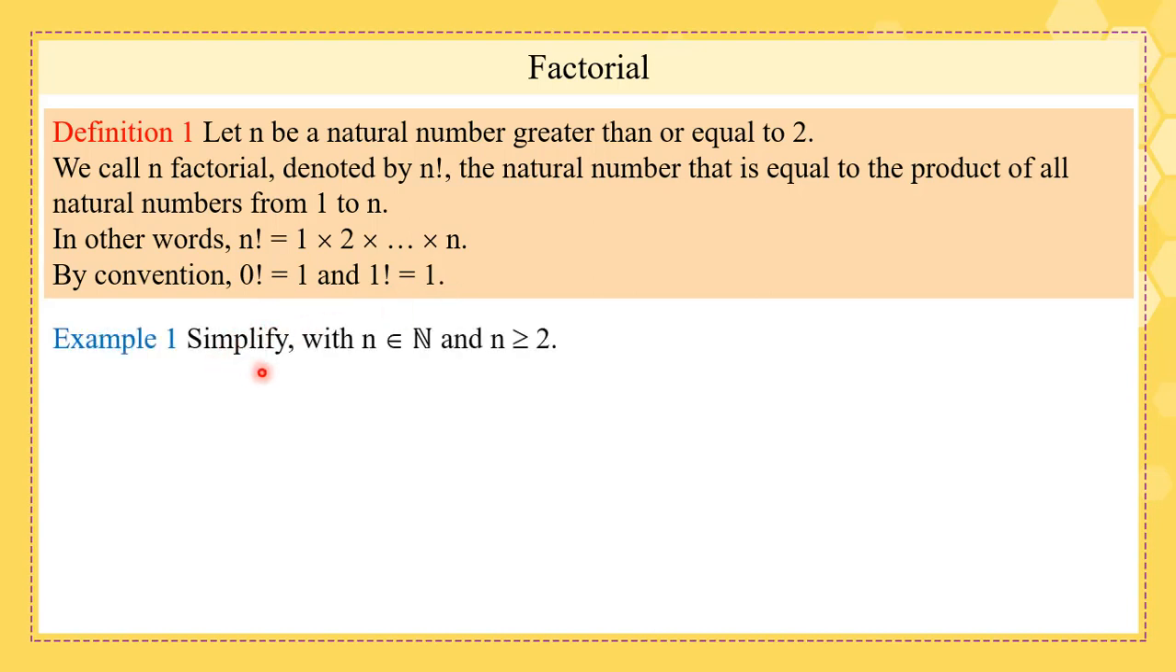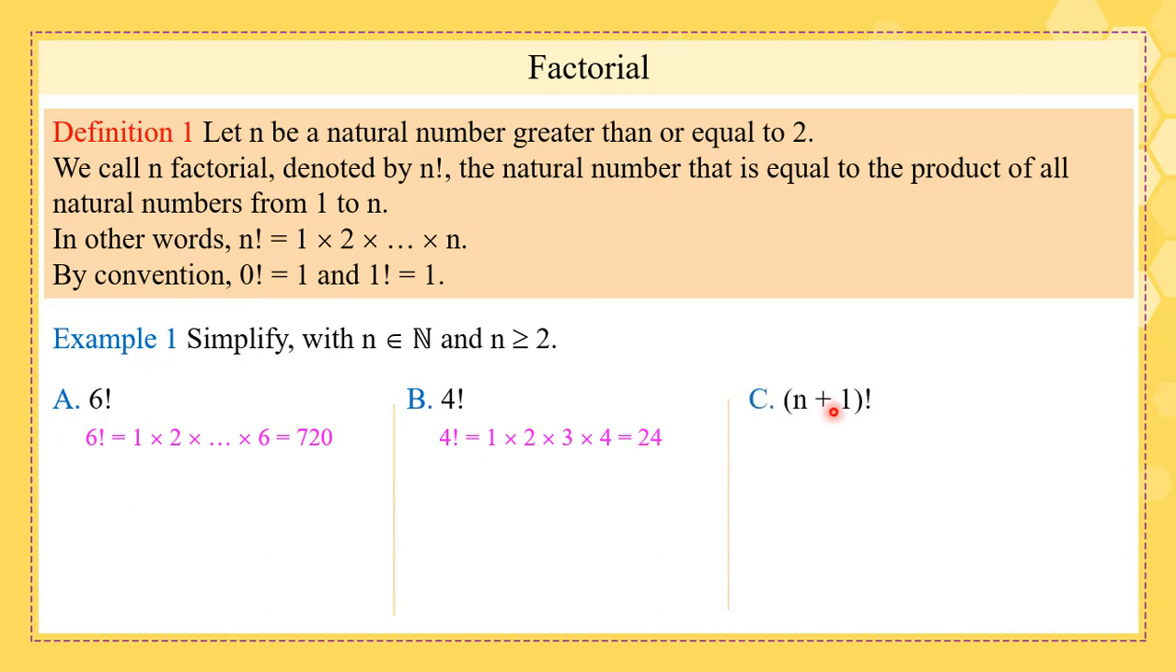Let's see the first example. We need to simplify 6 factorial. This is in fact the product of all natural numbers from 1 to 6, which is going to be 720. This is also 1 times 2 times 3 times 4, which is 24. And if I want n plus 1 factorial, this would be 1 times 2 times 3 times 4 times and so on, times n plus 1. So we stop at n plus 1.